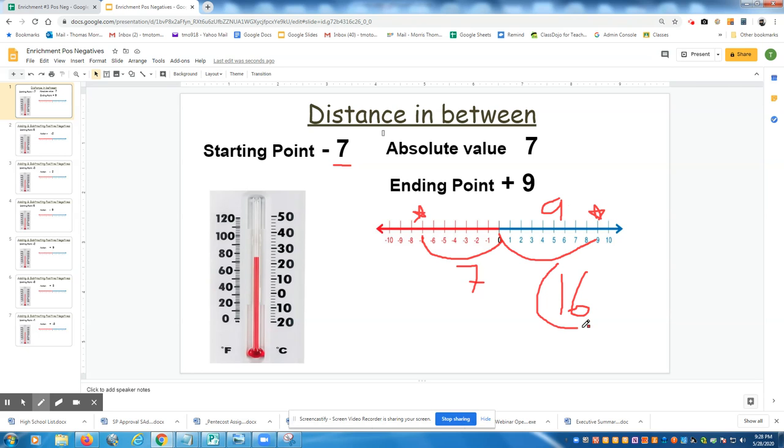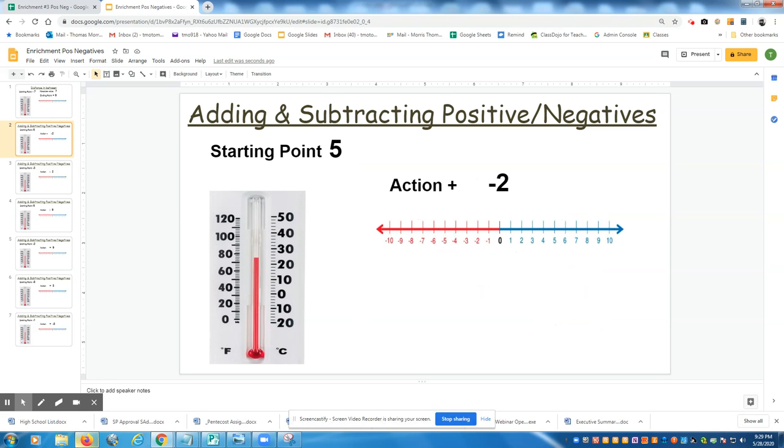It's important to understand that, because today when you are adding and subtracting negatives, it's going to help you realize which direction you're going. Let's look at some examples. Our first one is you are going to start at 5 and add -2. You would see that as 5 plus -2 in your problem. Let's just walk through it.